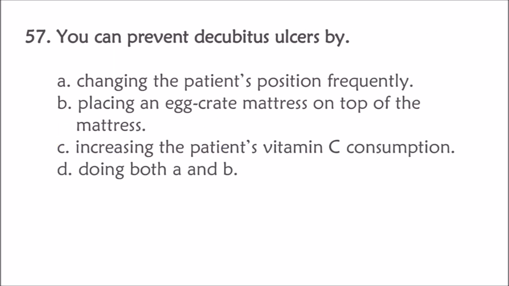57. You can prevent decubitus ulcers by A. Changing the patient's position frequently. B. Placing an egg crate mattress on top of the mattress. C. Increasing the patient's vitamin C consumption. D. Doing both A and B. The correct answer is D. Doing both A and B.